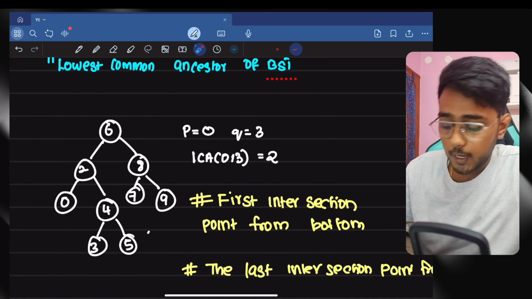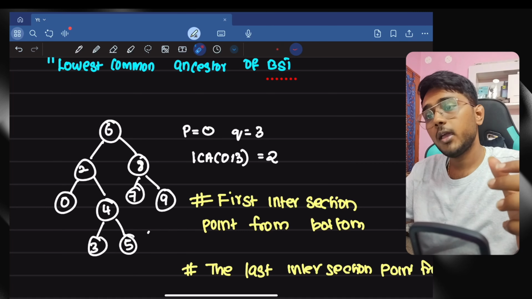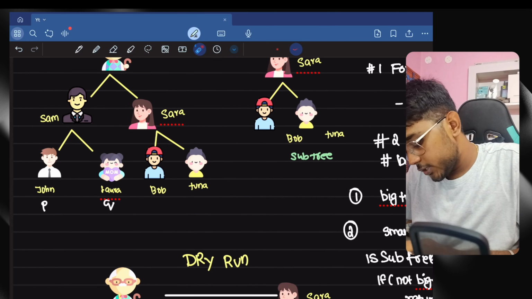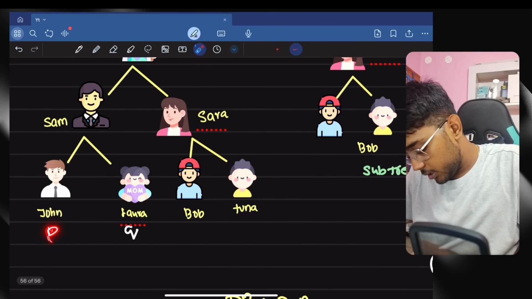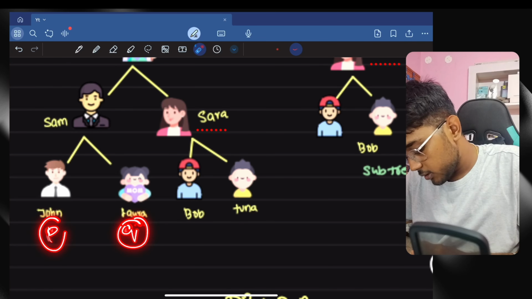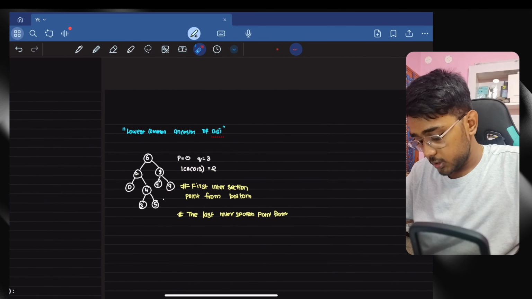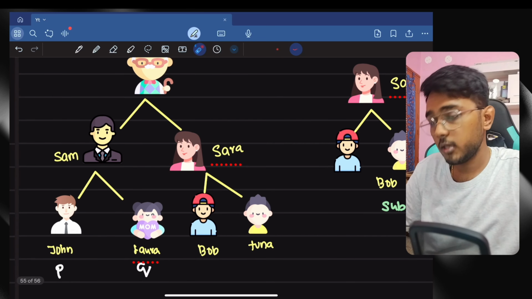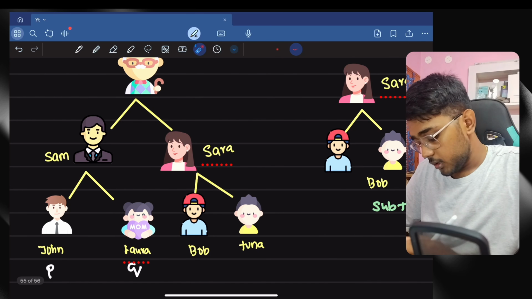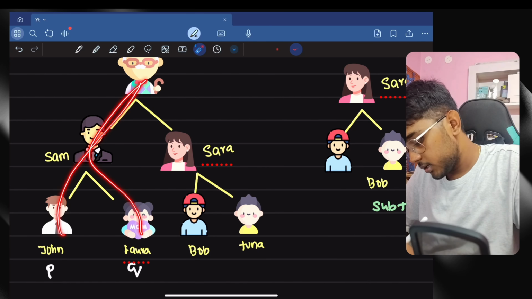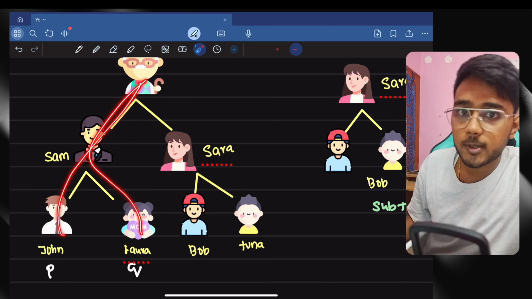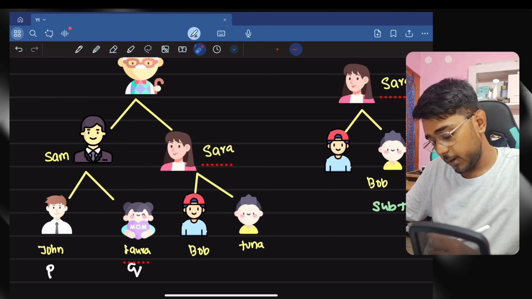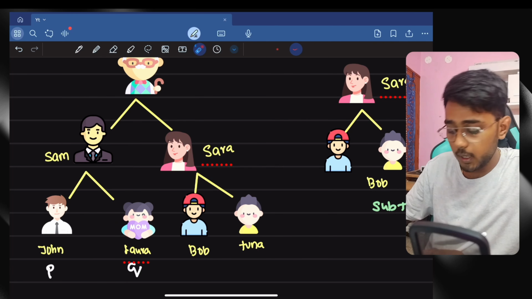Again, if you don't understand, let me explain it with my previous video example, which is a family tree. Now assume these are node P and node Q. What is the first step? You're going to draw the path, right? Now, who is the first intersection point? Tell me, who is the first intersection point? Sam. So the lowest common ancestor for John and Lara is Sam.